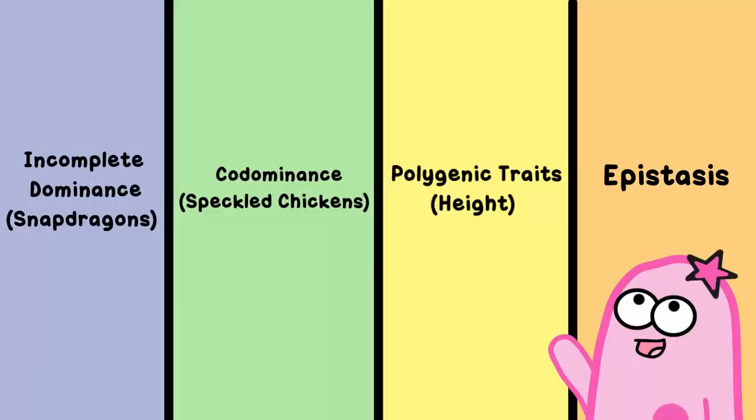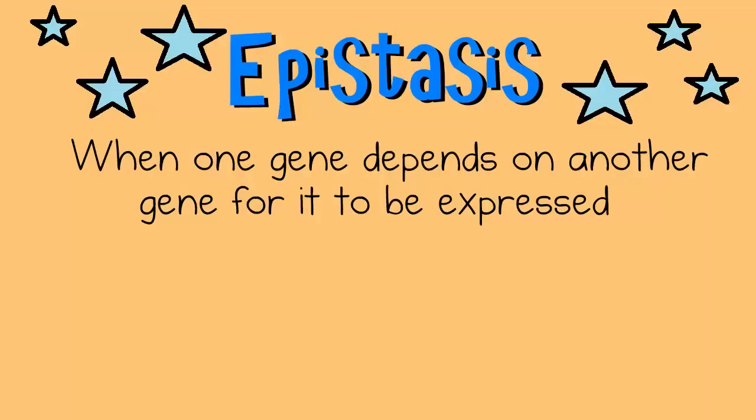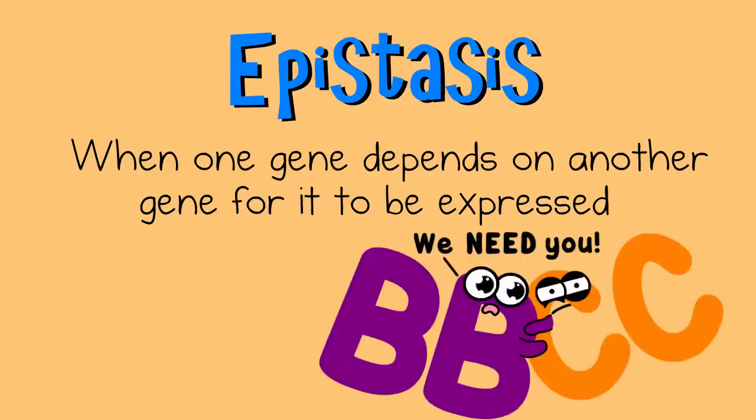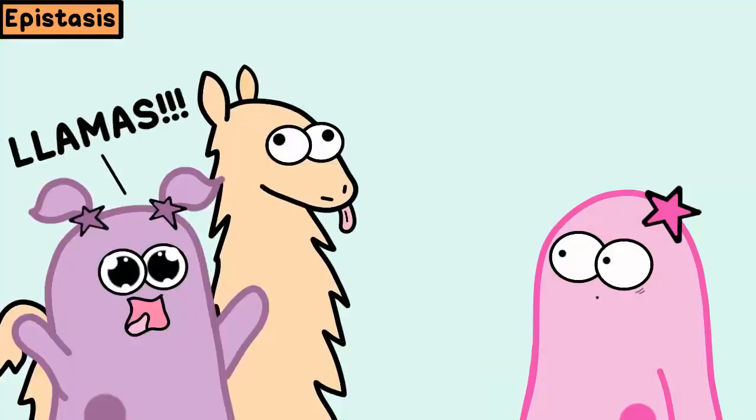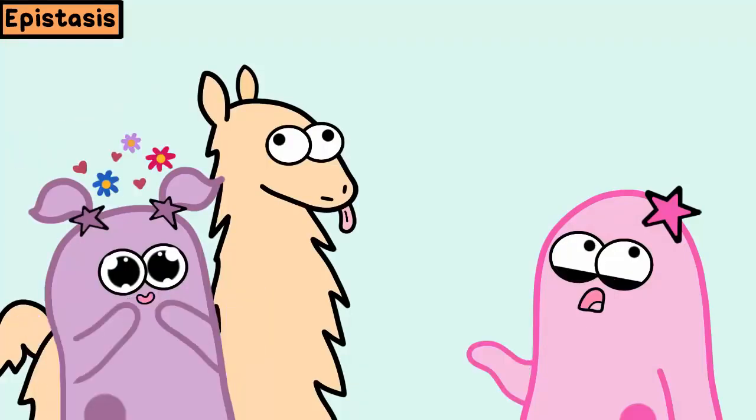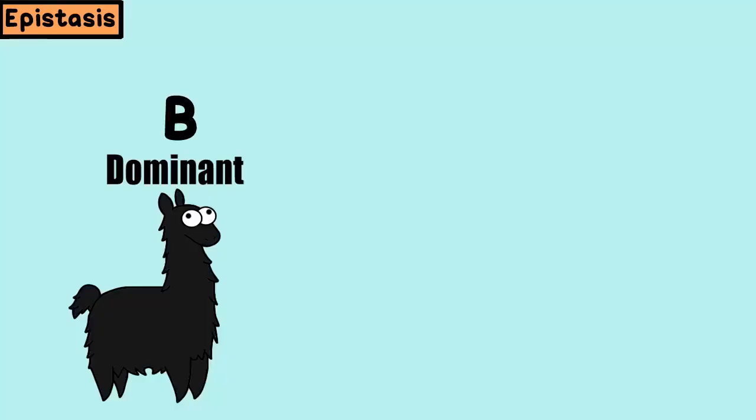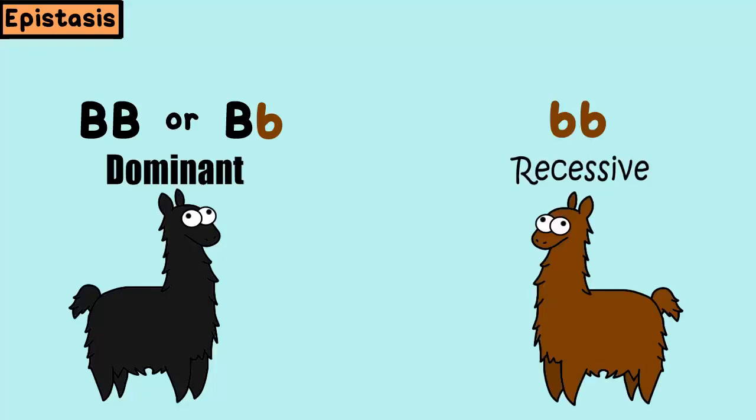And finally, one more thing that we want to talk about. Epistasis. Epistasis is when one gene really depends on another gene for it to even be expressed. I mean, it really depends on this other gene. So let's pick an animal like a llama. Let's say this llama has a dominant big B allele, which means its wool will be black. So big B, big B or big B, little b means that it will have black wool. And let's say that if a llama has a pair of recessive alleles, little b, little b, then it will have brown wool.